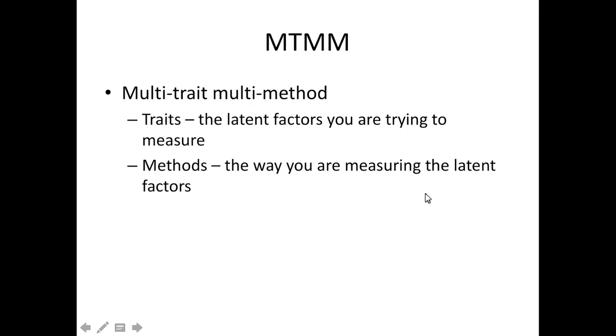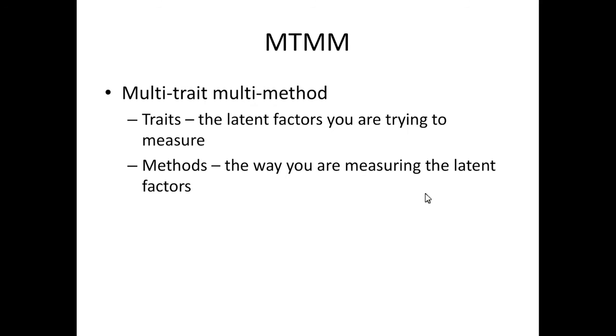A multi-trait multi-method model really allows you to look at convergent and divergent validity, and so it's kind of like a double CFA. So you're going to have the CFA side for the traits. This is the normal thing we do. And those are the factors that you're trying to measure. But you're also going to have a CFA side for the methods. And it's the way we're trying to measure it.